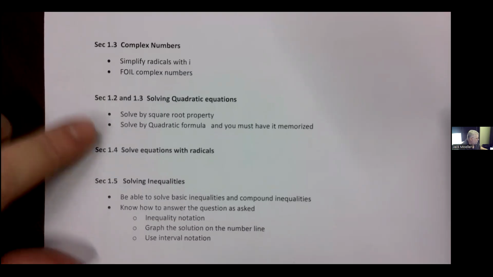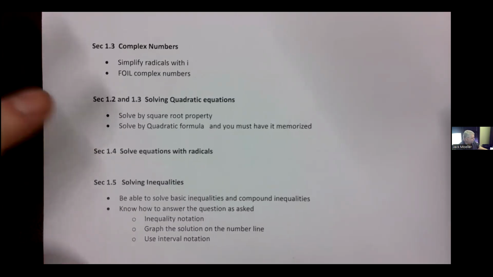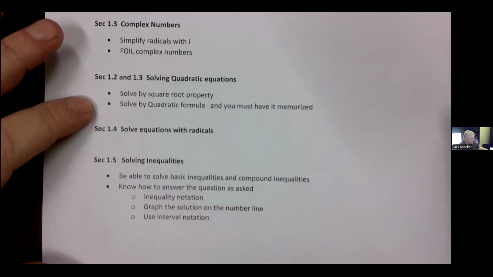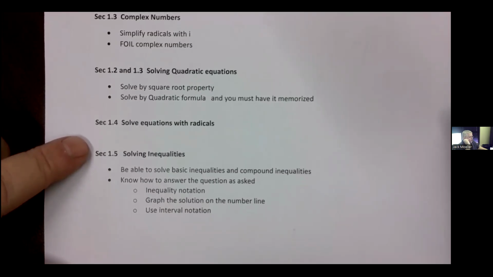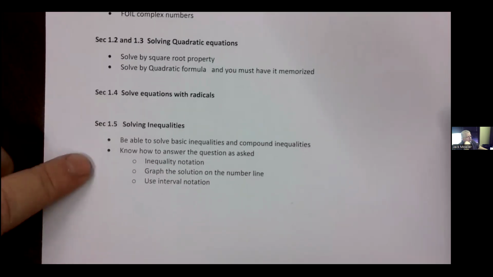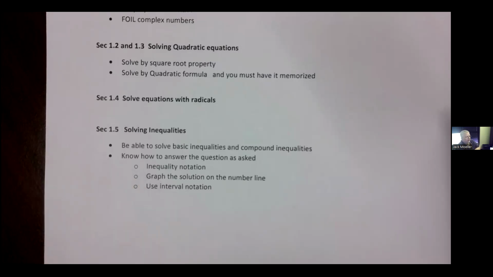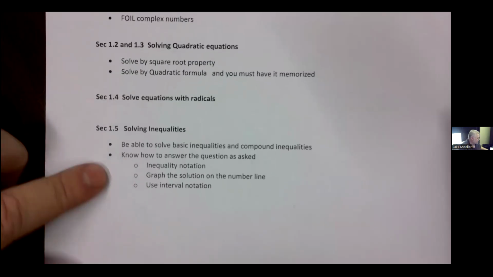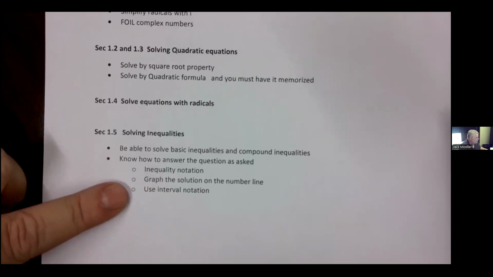And then one of my favorite topics for this first unit is solving quadratic equations. This is when we use the quadratic formula, and that's a big topic. Solving equations with radicals is a pretty short section. I think there's only like 5 homework problems there. That's when we have equations that have square roots inside of them. And then we're going to end with solving inequalities. This is where we do greater than and less than. That also gets us into how to graph those and use interval notation, so that's a good overall topic. We'll see interval notation throughout the semester.